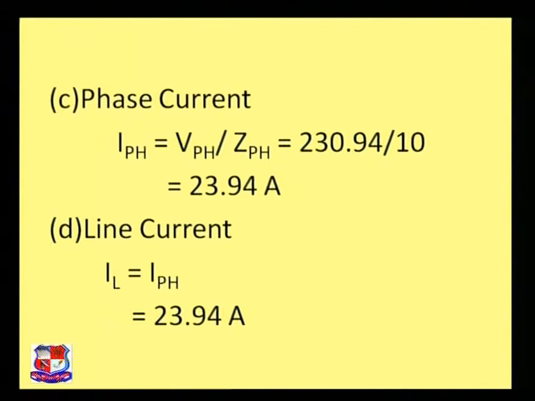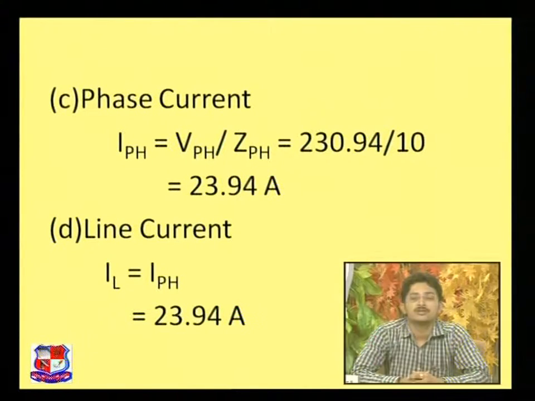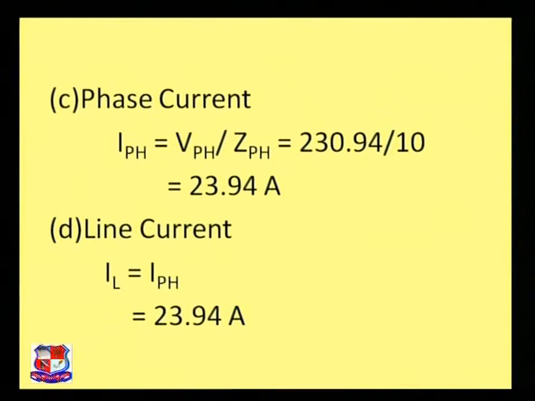The phase current, IPH, equals VPH by ZPH. Putting the values of VPH and ZPH into the equation of IPH, that is 230.94 by 10. So we get IPH equals 23.094 ampere, and in a star connection whatever your phase current is becomes your line current. So IL equals the same, 23.094 ampere.